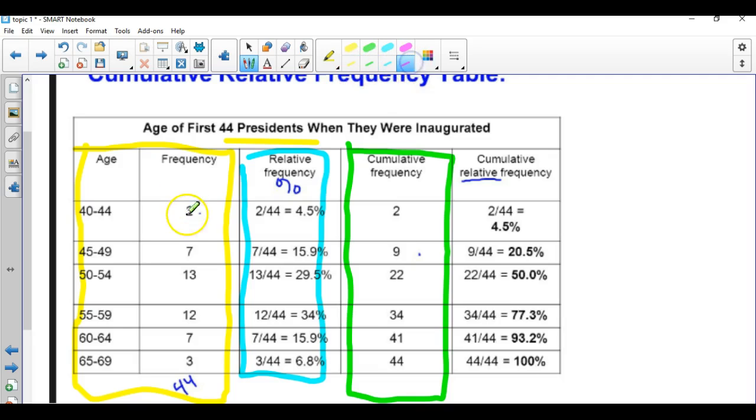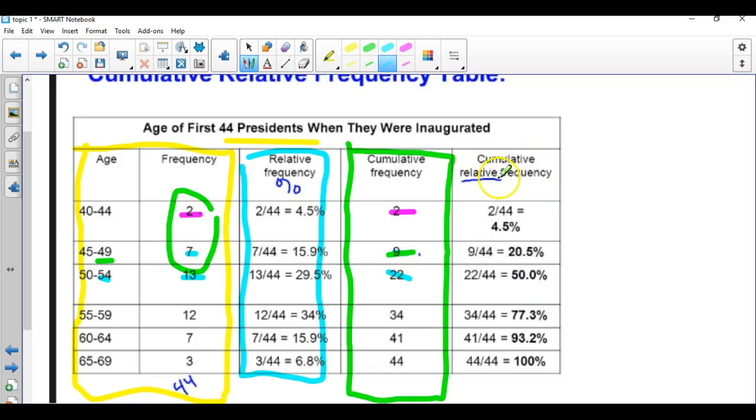Please look and see, the first one I have 2 presidents between 40 and 44. That will stay 2 for the cumulative frequency. Now I have 7 presidents that were between 45 to 49. Well, cumulatively, when I take the 7 and the 2, there's a total of 9 presidents that are under 49. It's taking the 2 plus 7, and that gets us 9. Next, you can see from 50 to 54, we have 13 presidents that were inaugurated. You take that 13 plus that 9, and that gives you 22 total presidents that were 54 or under when they were inaugurated.